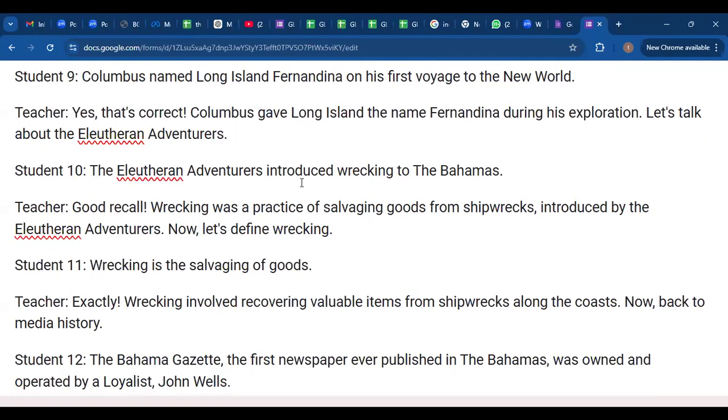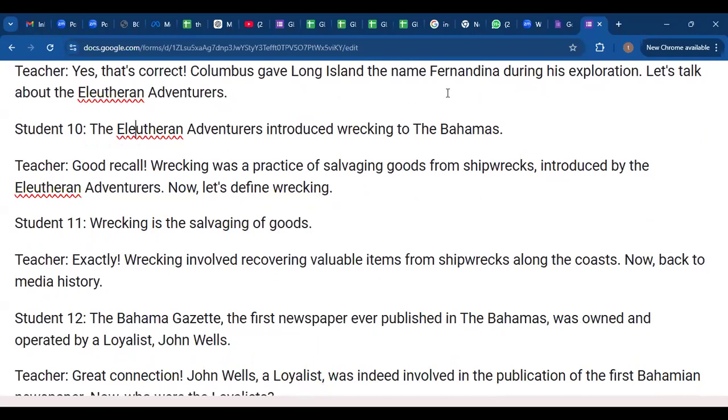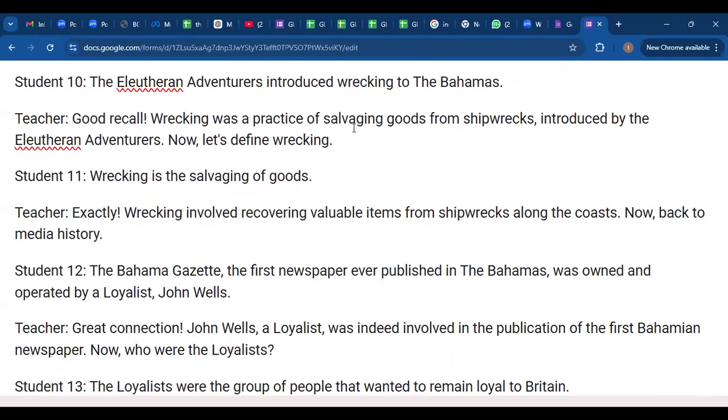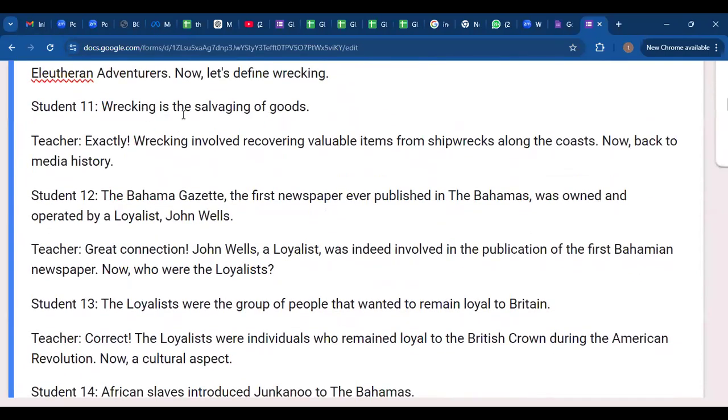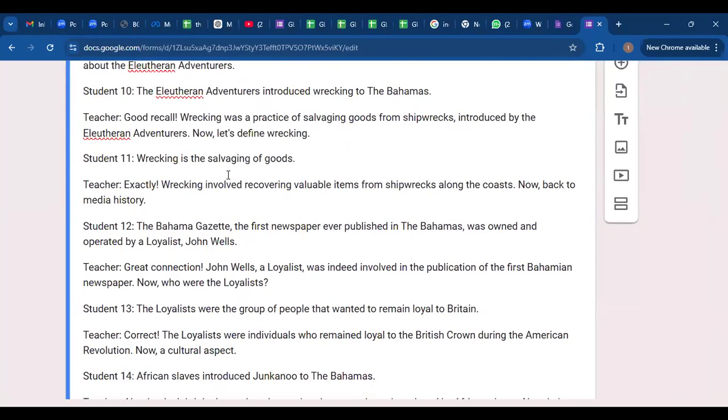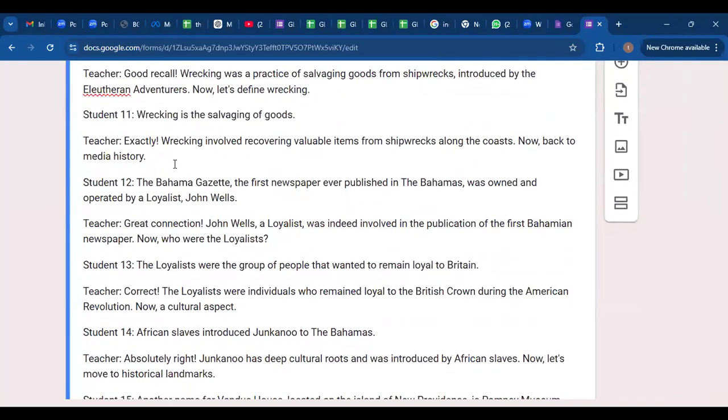Good recall. Wrecking was the practice of salvaging goods from shipwrecks, introduced by the Eleutherian Adventurers. Now let's define wrecking. Wrecking is salvaging of goods. Exactly. Wrecking involved recovering valuable items from shipwrecks along the coast.